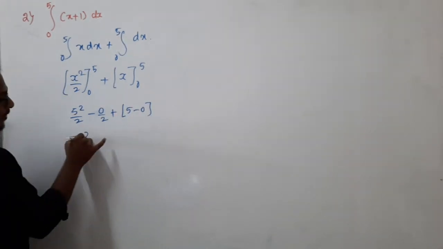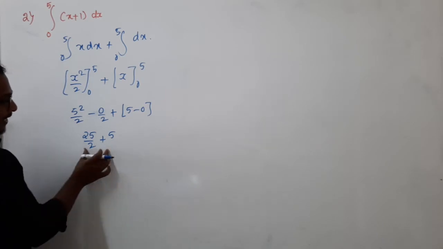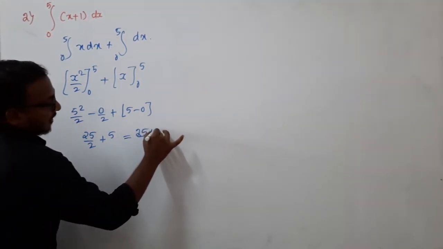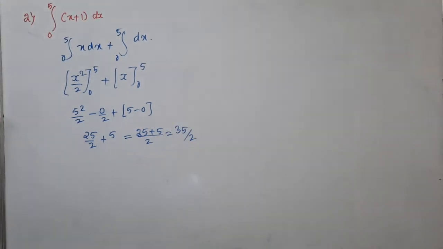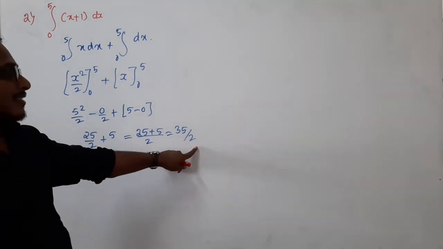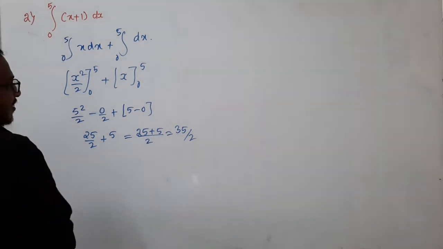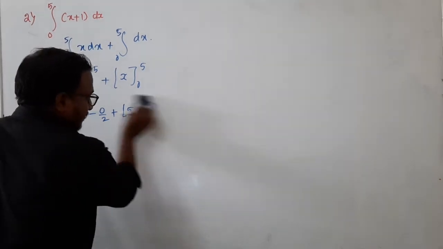It will become 25 by 2 plus 5. Now take LCM of this one, it will become 2. So 25 plus 10 by 2 which is equal to 35 by 2. Okay, this is the solution. Therefore our solution is correct. Pause the video and note it down. This is the solution also. Next, going to the third question.